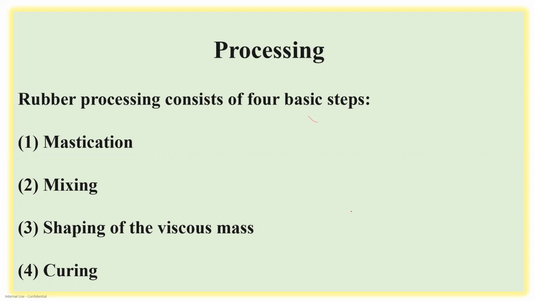Mastication and softening, that is making it soft. Mastication and softening are usually carried out in different batches. It is carried out in batches. This is done either in large closed mixing machines or on rubber mills.